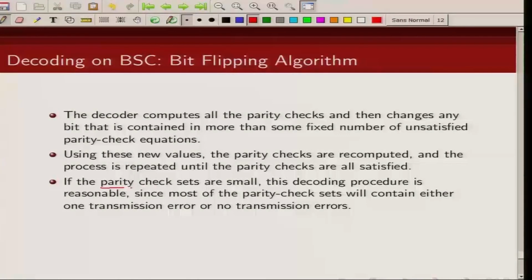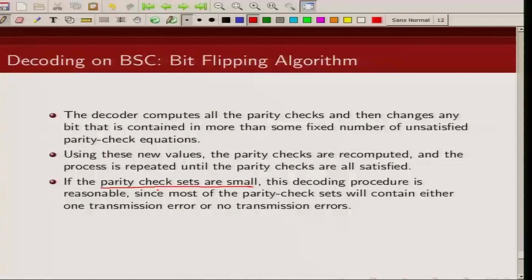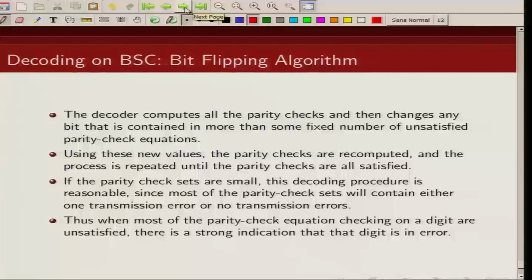Since the size of the parity check set is small, this decoding is reasonable. It is not very hard, and we can also do this process in parallel. We can have a parity check tree for each of these bits, and we can try to do this decoding in a parallel fashion. Again, this relies on the logic that a bit that appears in most of the unsatisfied parity check equations is the most likely culprit.